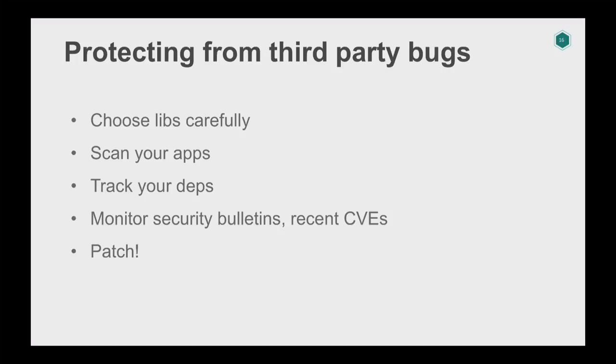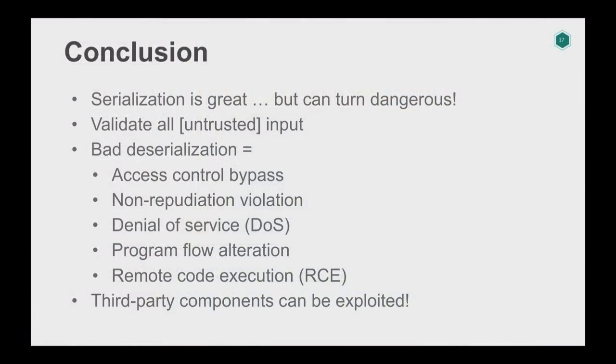Going back to the third-party libraries that could be vulnerable, you need to know what your application is using, right? You cannot just pick up any random junk from the internet. You need to track those dependencies too, know what you're dealing with at any point in time, monitor their CVEs, and patch promptly. In conclusion, serialization is wonderful, but it can be dangerous if not done correctly. You can try to avoid it, and that might be a valid solution, but sometimes it's unavoidable or doesn't make any sense. So you need to do it right.